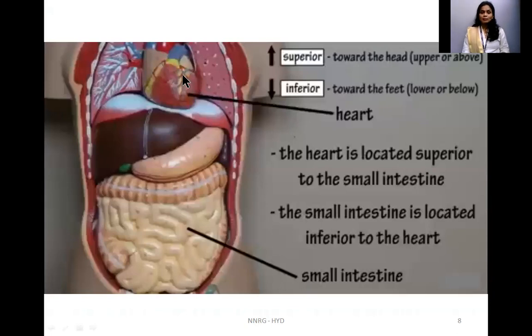Here is an example. You all know that the heart is situated here and the small intestine is present here. So now the heart is in the superior position and the intestine is in the inferior position. How will you mention it? The heart is located superior to the small intestine, and the small intestine is located inferior to the heart. The small intestine is below the heart and the heart is above the small intestine. That's why this is superiorly present and this is inferiorly present.